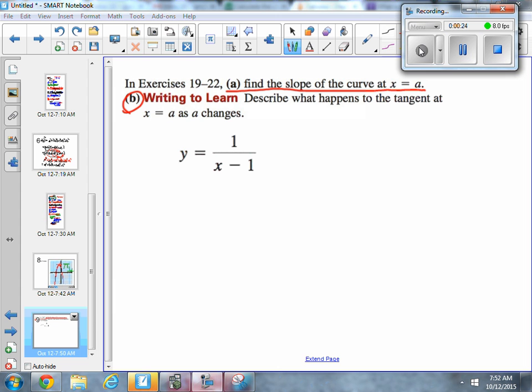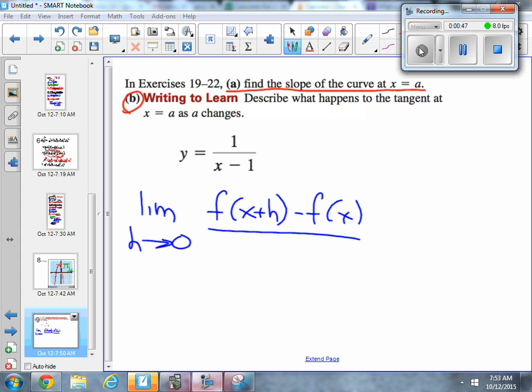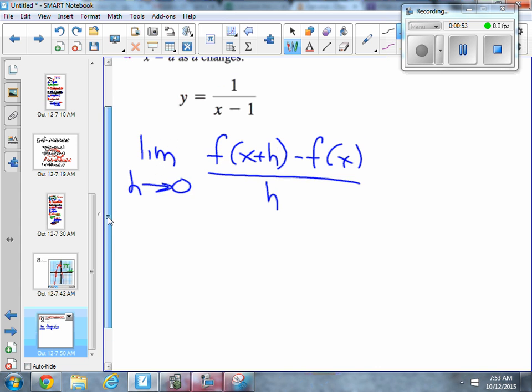So I'm going to start with A, and I'm going to find the slope of the curve at x equals a. In other words, at any point x on this curve, how am I going to calculate the slope? That is going to involve the limit as h approaches 0 of f of x plus h minus f of x, all divided by h. So let's take our equation here and plug it into this limit.